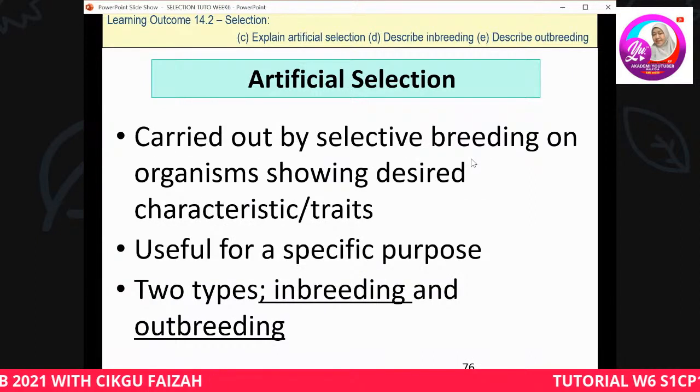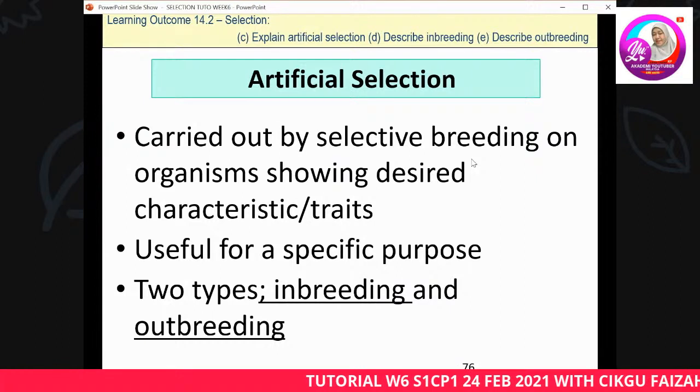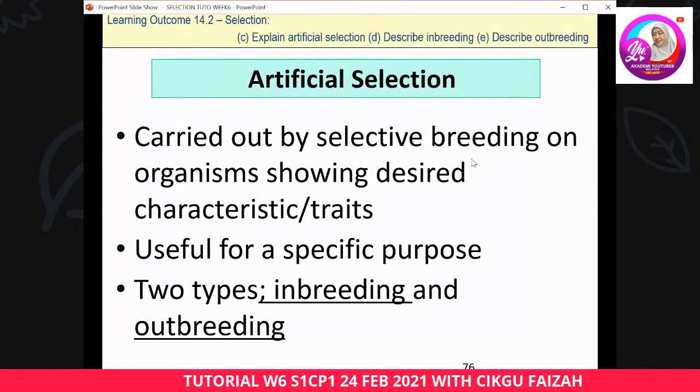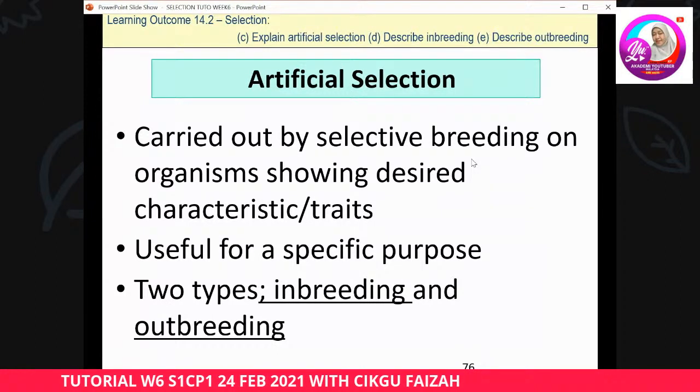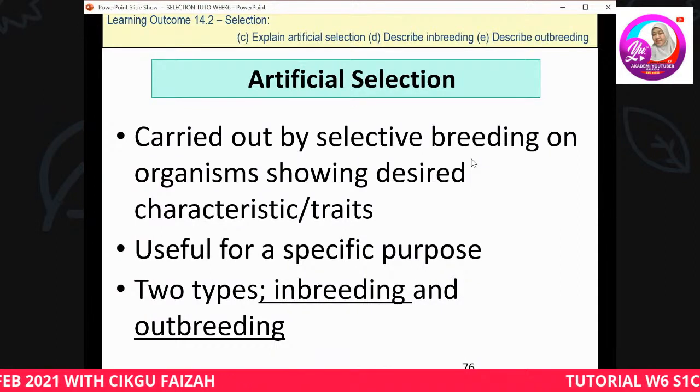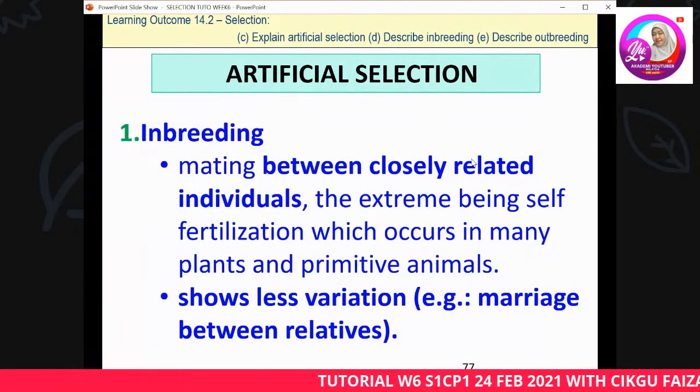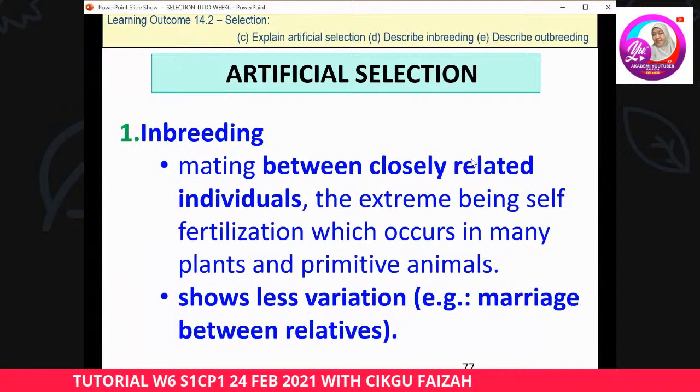So, artificial selection has two types, because we carry it out to get the desirable characteristics that we want, for a specific purpose. Mostly for food. So, what is the meaning of inbreed? Inbreeding means mating between closely related individuals.